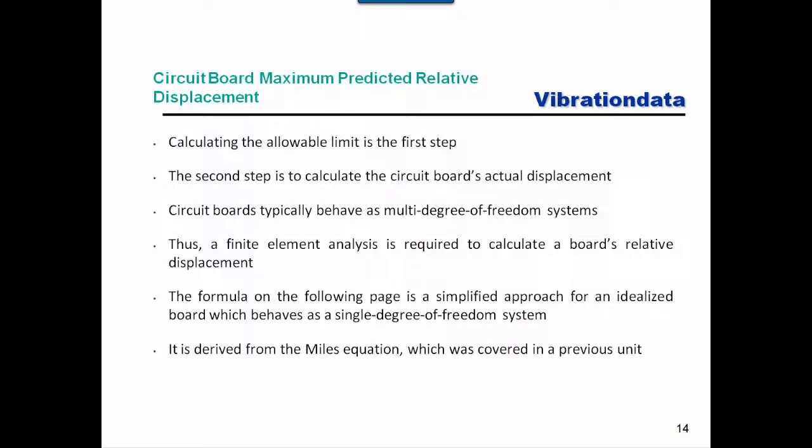So we actually are going to have a two-step process here. The first step is to calculate the allowable limit for the piece part in question. That's from the Steinberg formula, the not-to-exceed limit. Then the second step is to calculate the circuit board's actual relative displacement.